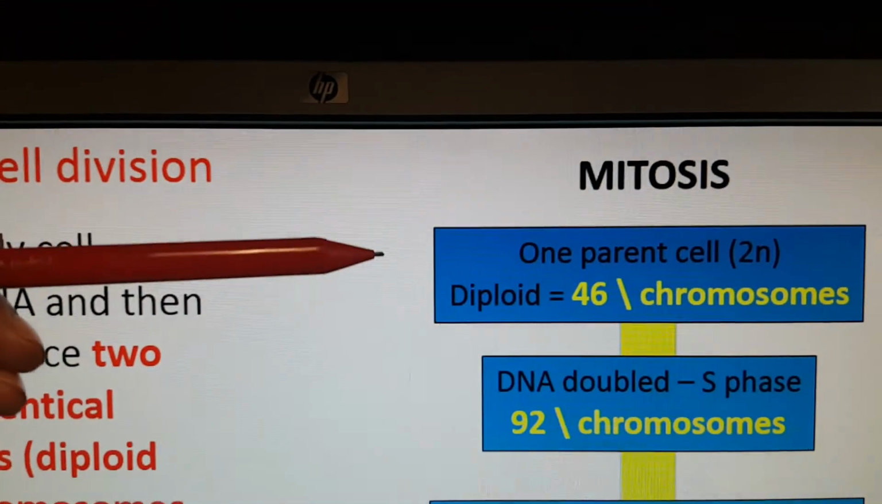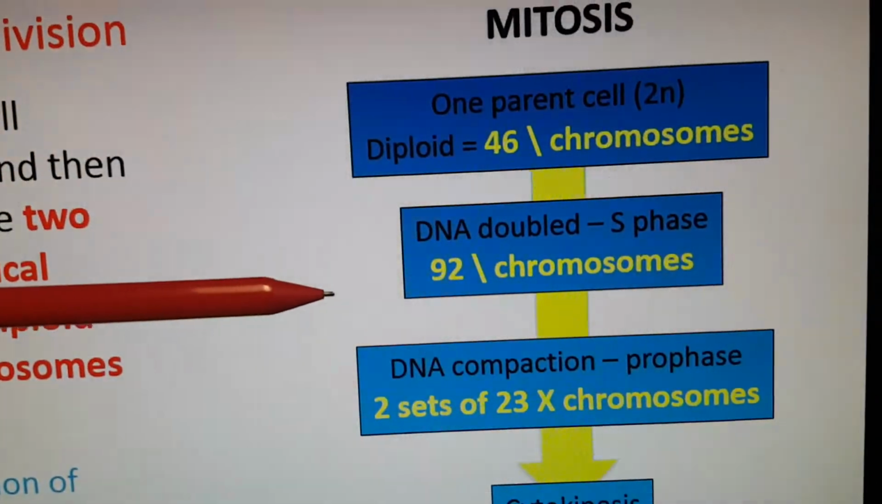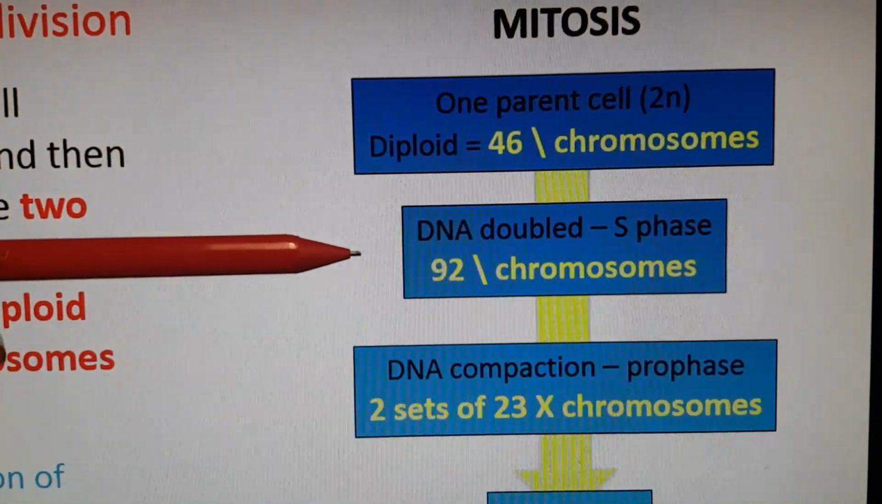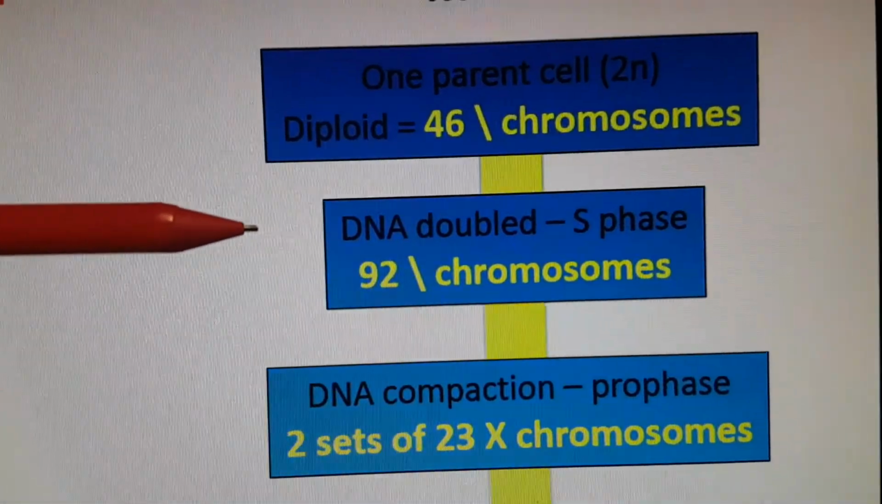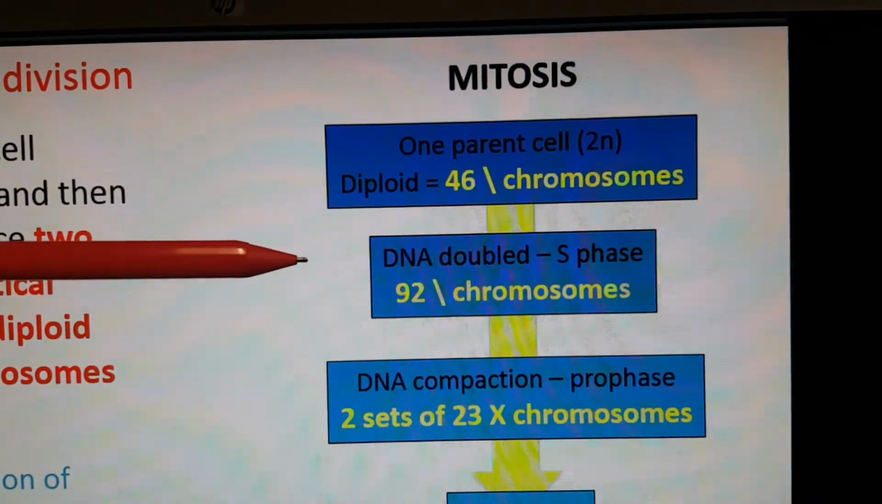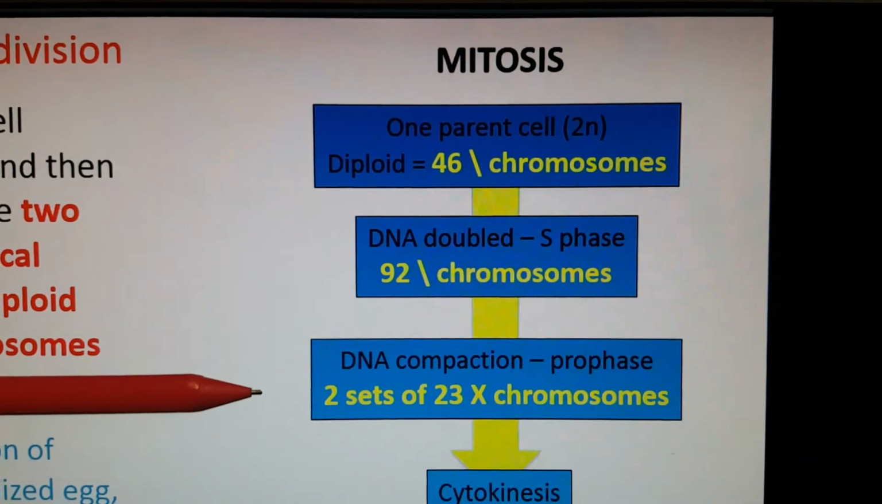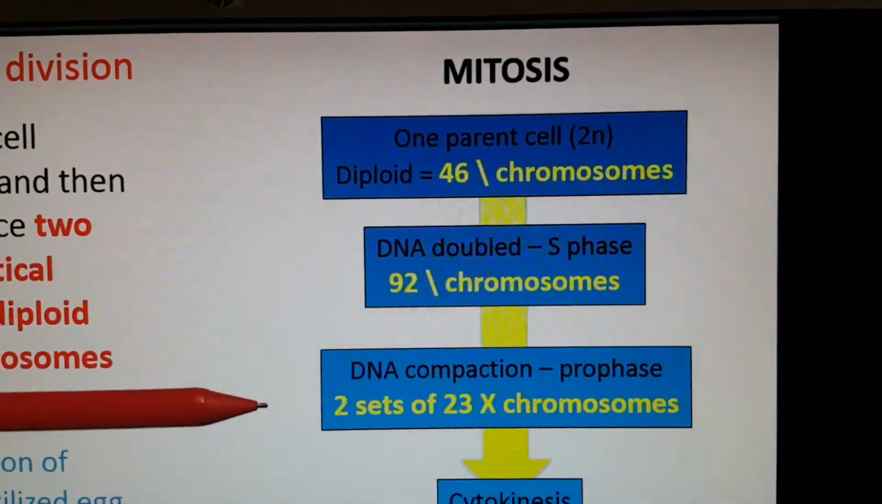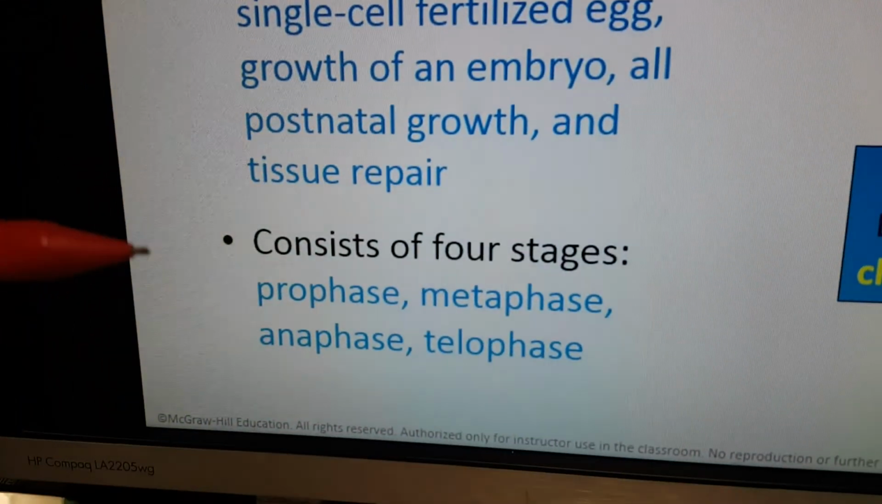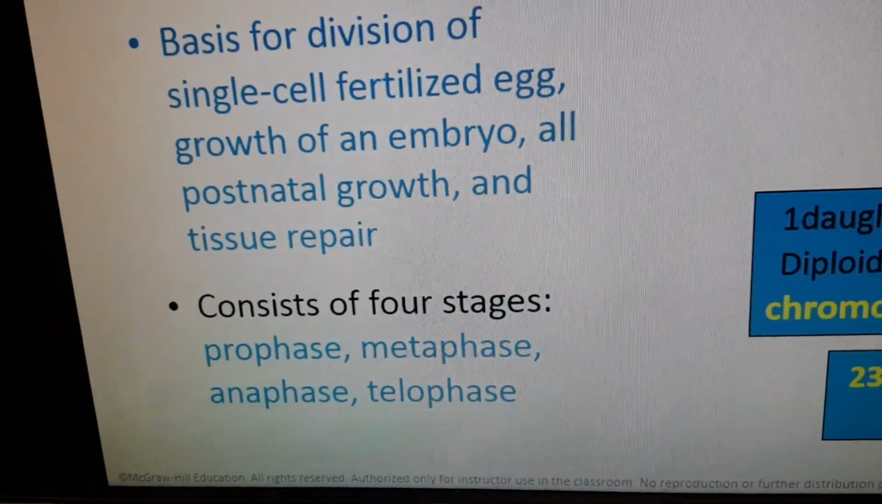So starting with one parent cell that has 46 single-stranded chromosomes, during S phase, that DNA is then doubled. So now you have 92 chromosomes that are single-stranded. Then in mitosis, the first stage of mitosis, you have your prophase, and then it goes to the metaphase, anaphase, and telophase, which you've learned last semester.